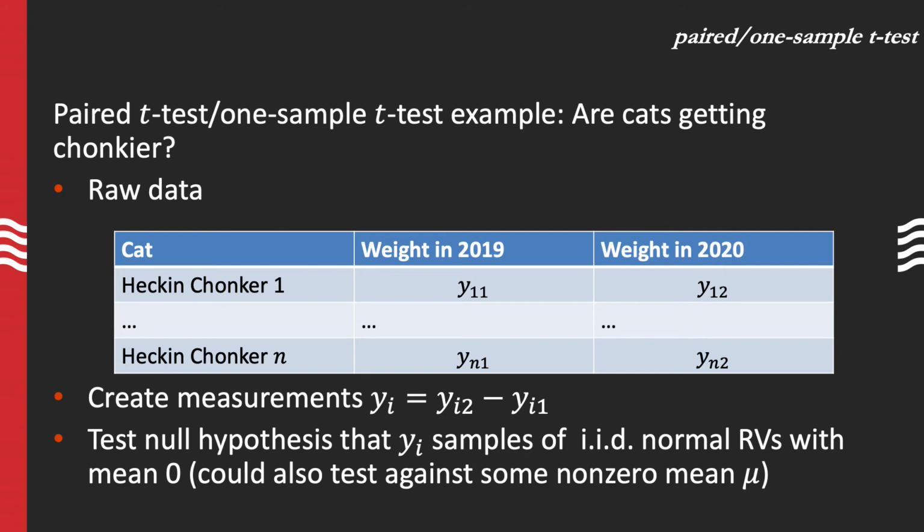The first index is going to index the cat. We're then going to create the measurements y sub i equals y sub i2 minus y sub i1, meaning we take the weight in 2020, we subtract off the weight in 2019, that's our new measurement. We are then going to test the null hypothesis that these y sub i are samples of IID normal random variables with mean 0. We could also test this against some non-zero mean mu, but here we're just going to assume that we're interested in whether or not the cats are getting chonkier. So we're just going to test, is there any difference in the means of the two populations, meaning we're going to test the hypothesis that the difference in their weights is 0.